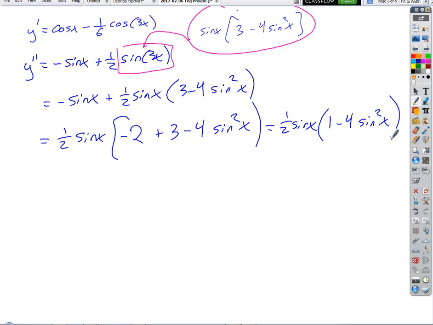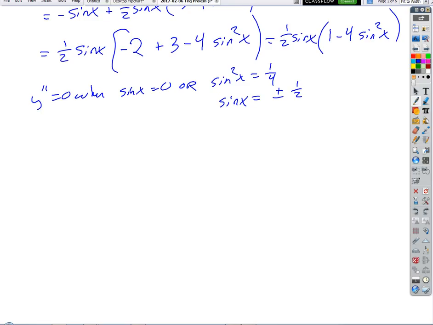Okay, so what are our zeros then? Our zeros are when this is equal to 0, when sine x equals 0, or sine squared x equals 1/4. Agreed? Which is when sine x equals plus or minus 1/2. Okay? And so we get something fairly ugly here. We get lots of points.